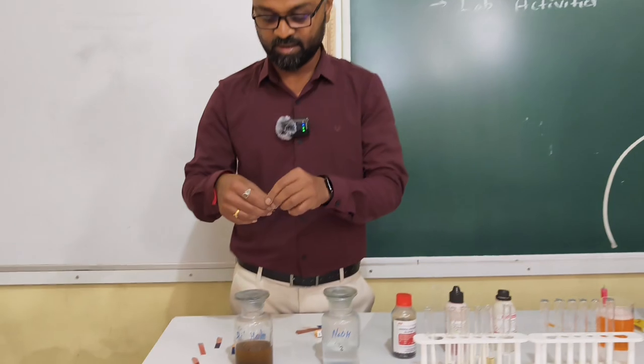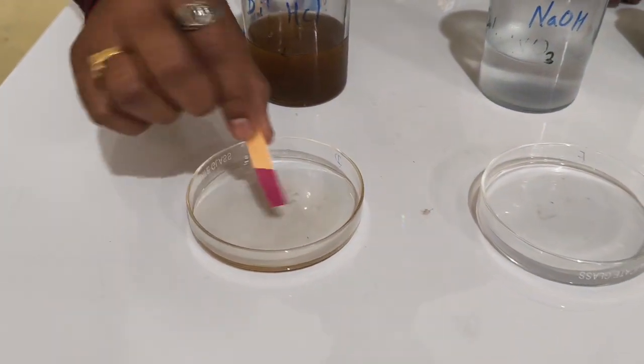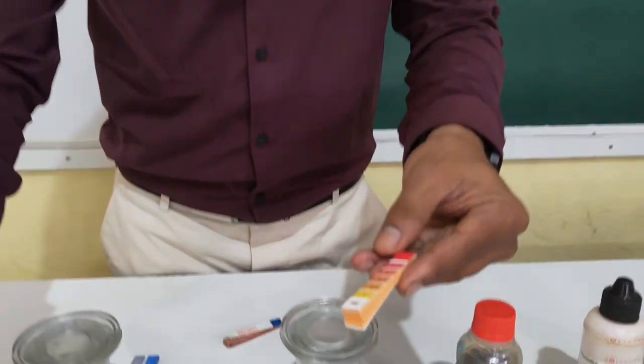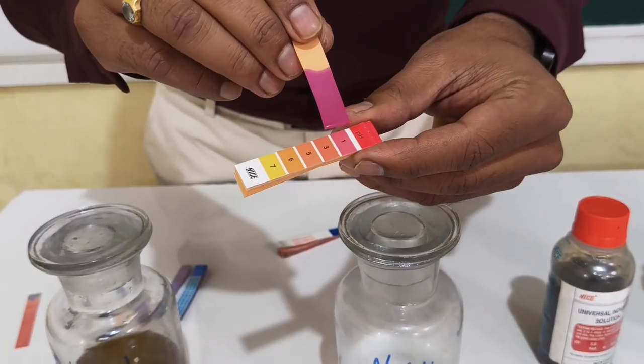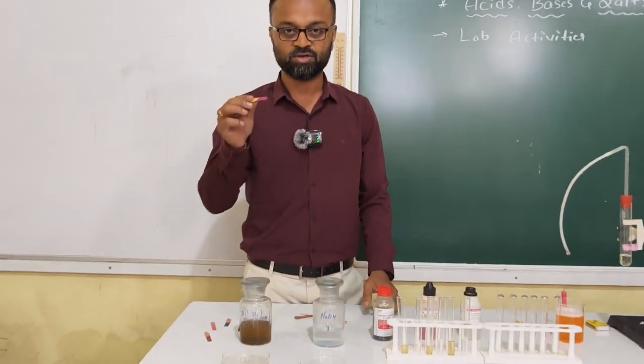Now see here, I am taking this paper and dipping it inside this solution. Now you can see it changing into dark purple red color, and let us match this color with the pH scale. It's matching with the pH value of 1. So 1 means what? It is a strong acid. This solution is a strong acid.